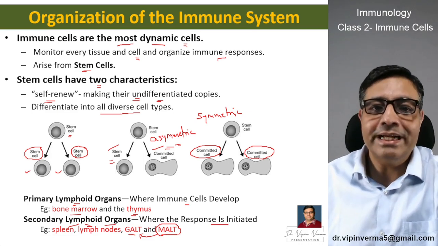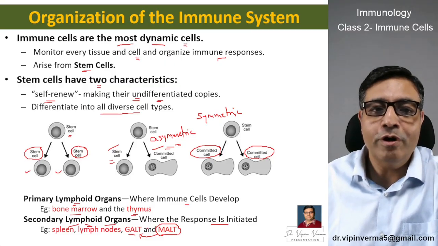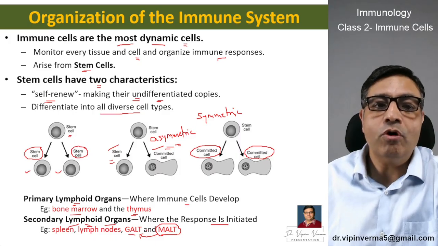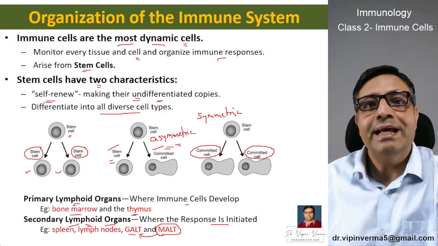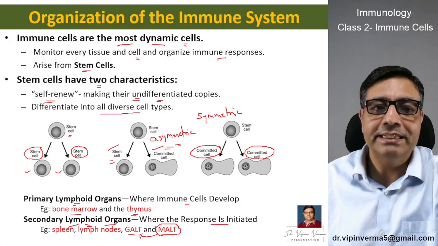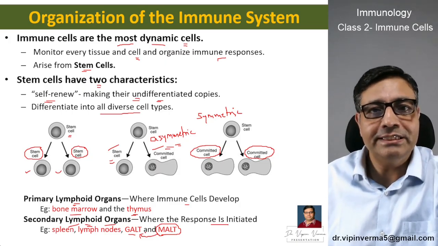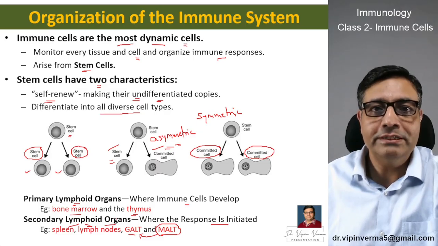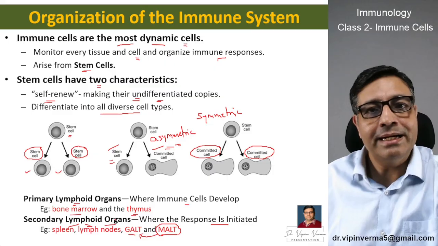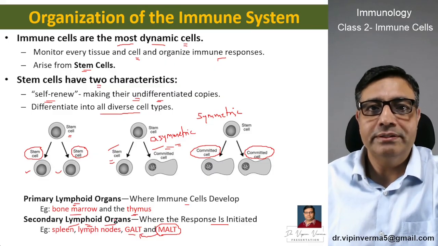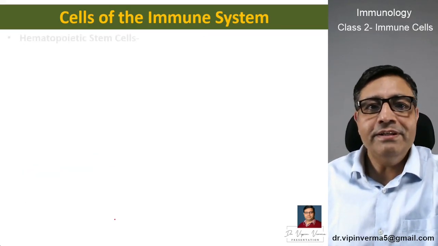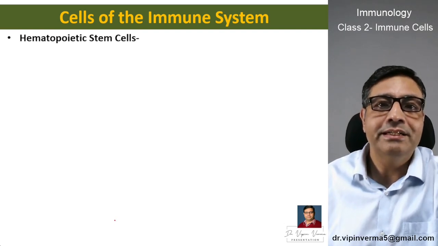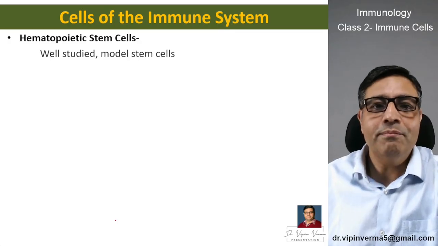Okay, so in this slide what you have seen is that immune cells are the most dynamic cells, and they all arise from the stem cells, and stem cells have two properties, which are self renewal and differentiation. And then there are two kinds of lymphoid organs, the primary lymphoid organs and the secondary lymphoid organs. Now, if we see the hematopoietic stem cells, these are the stem cells which give rise to a number of different cells.